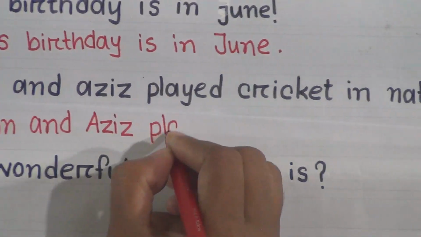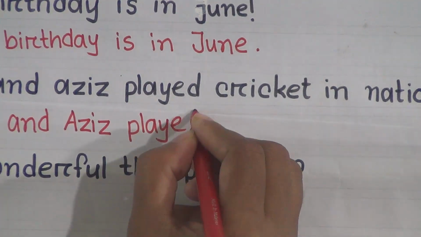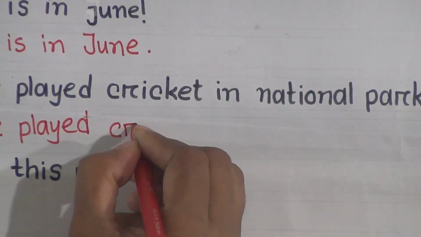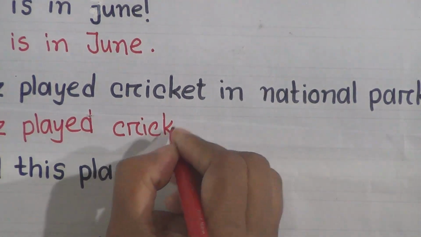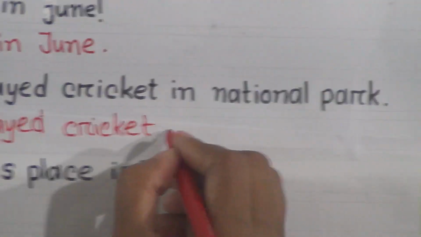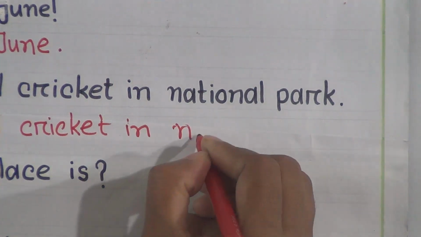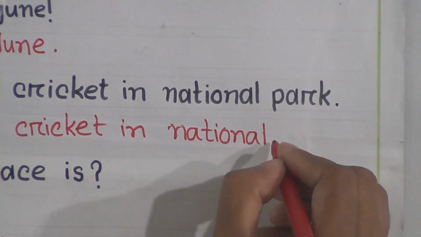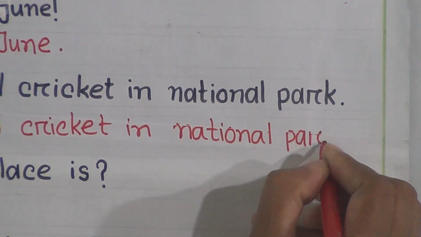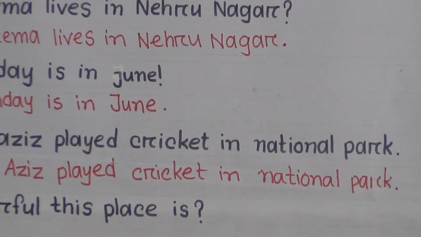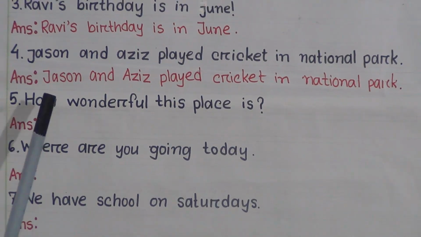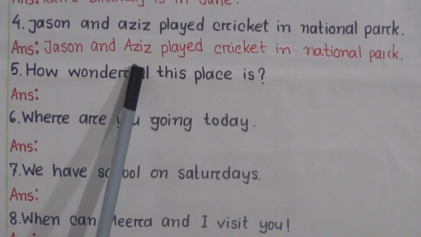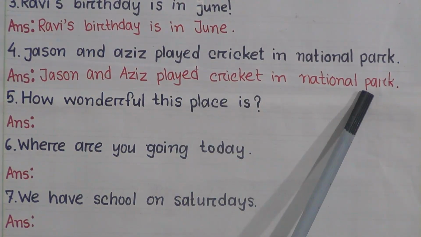Ajis played cricket. C-R-I-C-K-E-T, cricket in National Park. Okay, so this is our answer. Jason and Ajis played cricket in National Park.